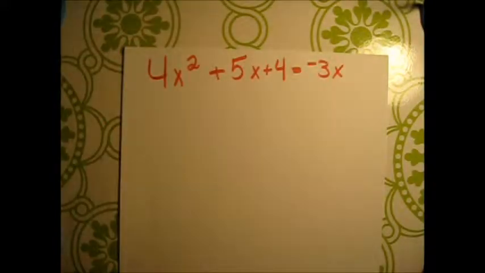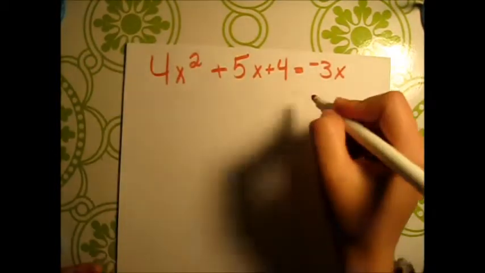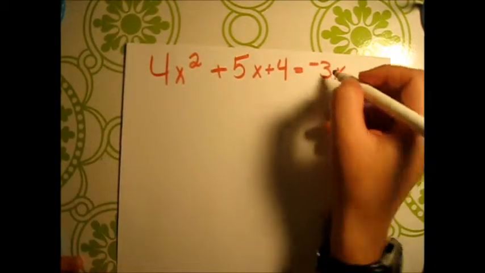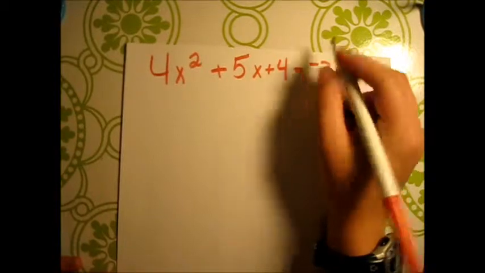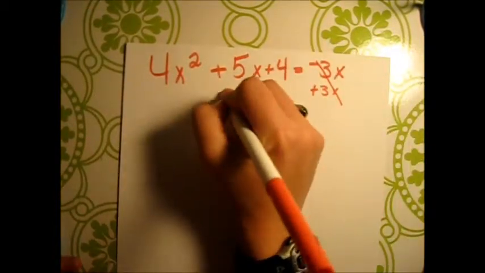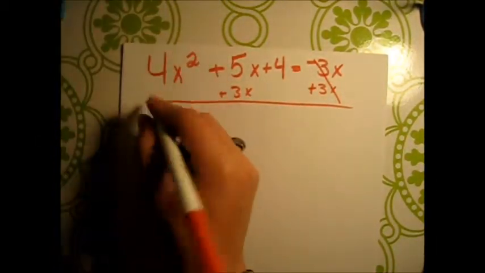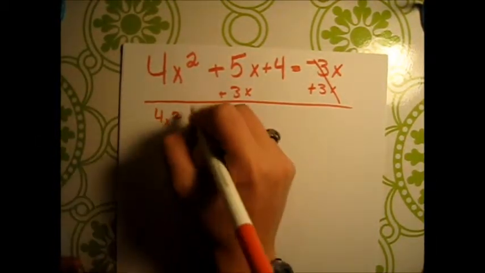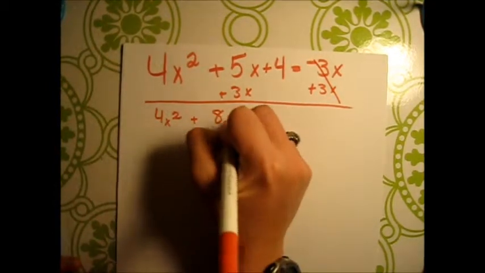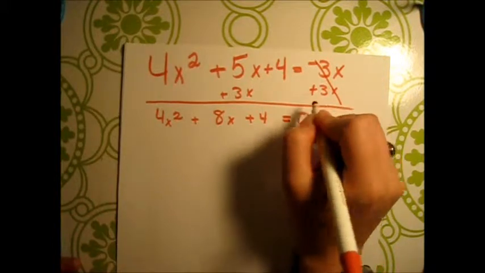The third question on your quiz says 4x squared plus 5x plus 4 equals negative 3x. Now we learned early on in our math learning that you want to move it over so that you can figure out your answer. So we're going to add 3x on each side, and our new equation is now 4x squared plus 8x plus 4 equals 0.